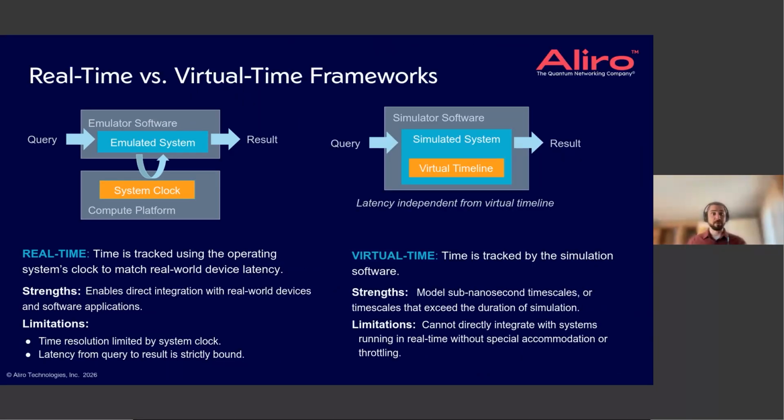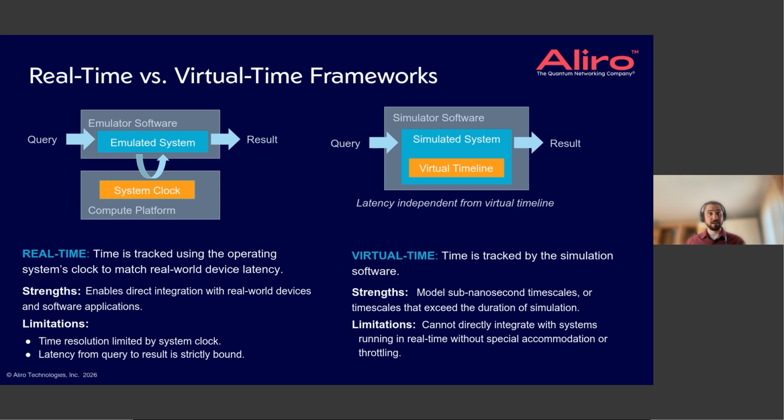Now, there are a couple of limitations that come into play once we're using a real-world time tracking device or a clock on the operating system. The first thing being that the time resolution of the system is actually going to be bound by the time resolution of this clock. We cannot resolve time any better than what the system clock provides us with.